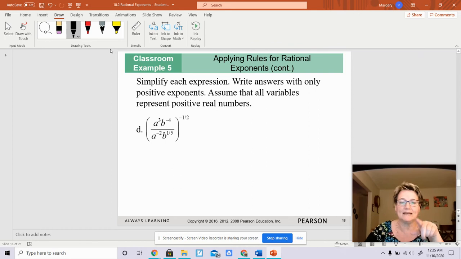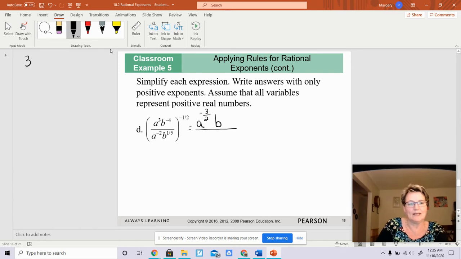This next problem says, simplify each expression. Write the answers only with positive exponents. Again, you have a fraction raised to a power, so let's take care of that first. My first base is a. I have 3 times -1/2. So that's going to be a to the -3/2. My next base is b, and if you want to see what I'm doing, 3 times -1/2 gives you -3/2.